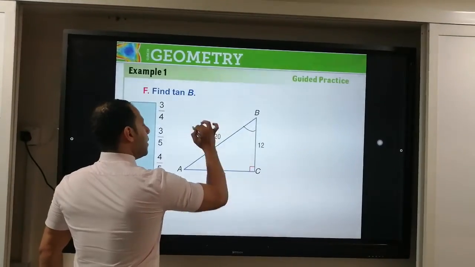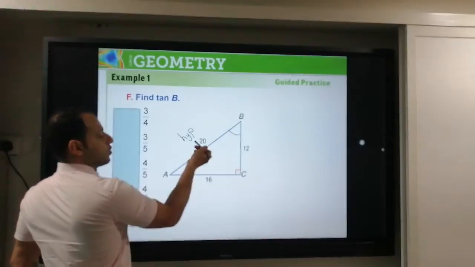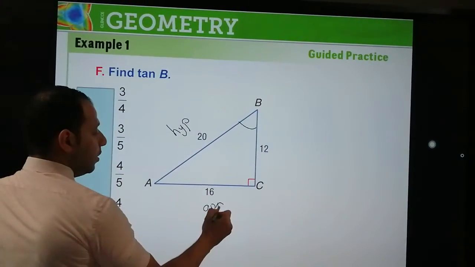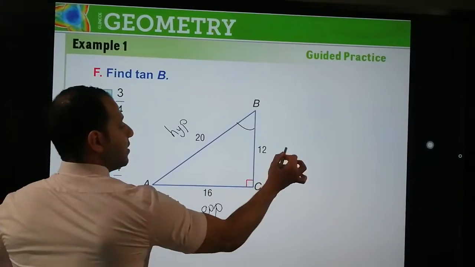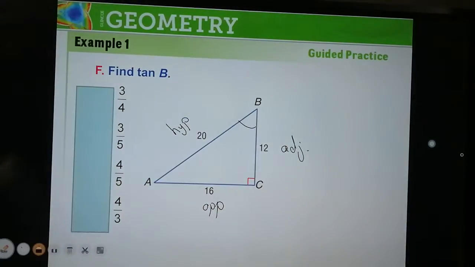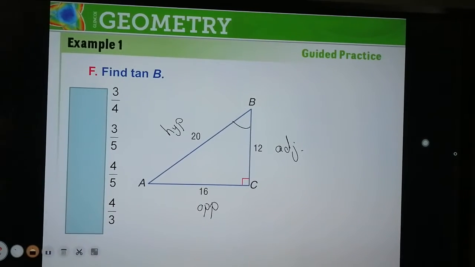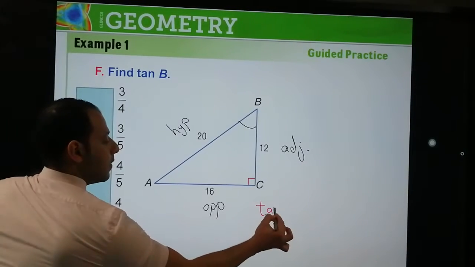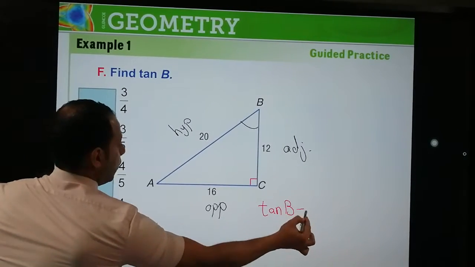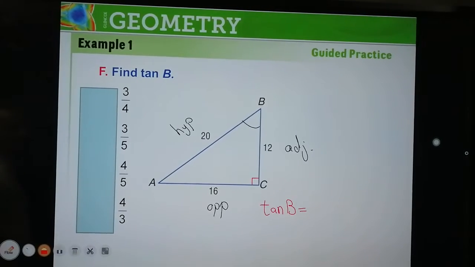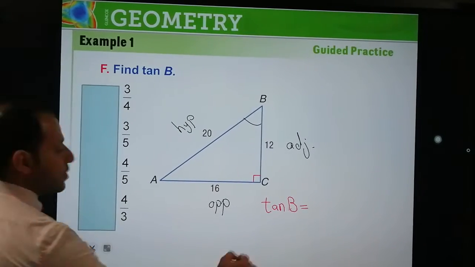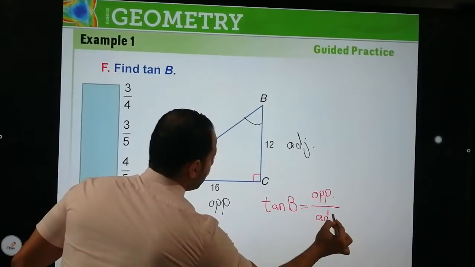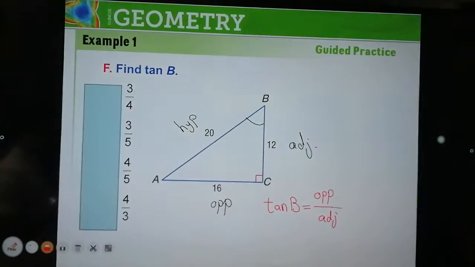Then hypotenuse, which is the side which is opposite to the right angle. The opposite of B, this is the opposite of B, which is AC. What is adjacent? This is the adjacent. I start, yes, to write the ratio. So I have to find tan B, which equals, tan is what? Yes, it's opposite over adjacent, not adjacent over opposite. Okay, the order is very important.